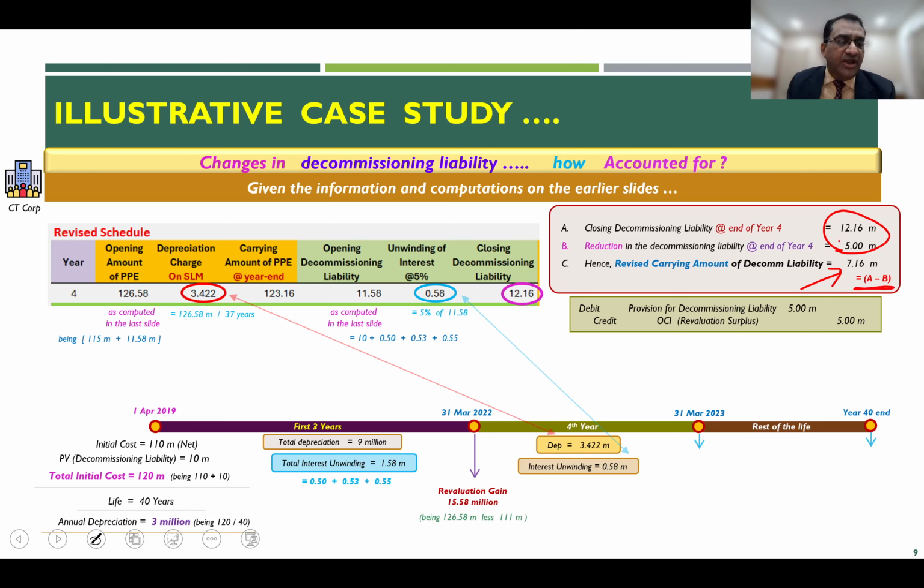And therefore, to reduce this 5 million, you'll have to record this entry. What is the entry? In this case, you will reduce the provision, because the liability is getting reduced; it's like a further gain which you are having. And as we have seen in the earlier case studies and the videos as well, this gain will be recorded in OCI, revaluation surplus, not in P&L. Okay, so this effect will go into revaluation surplus. So this is the journal entry which you will record.